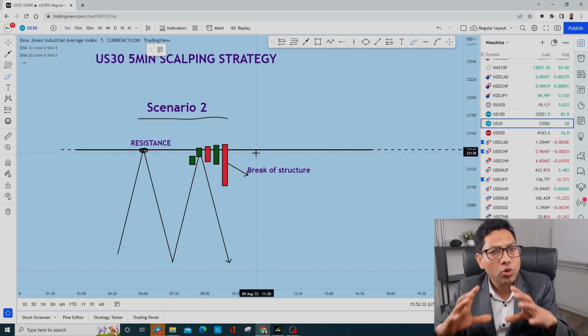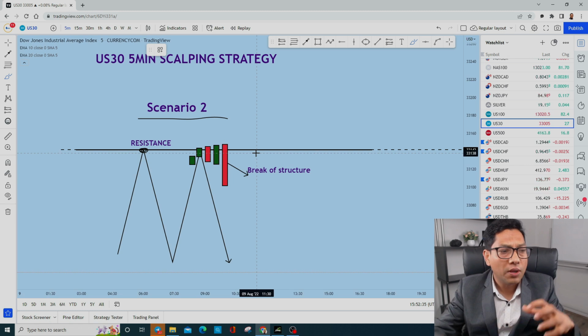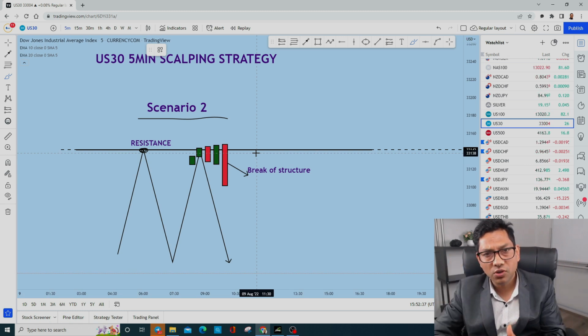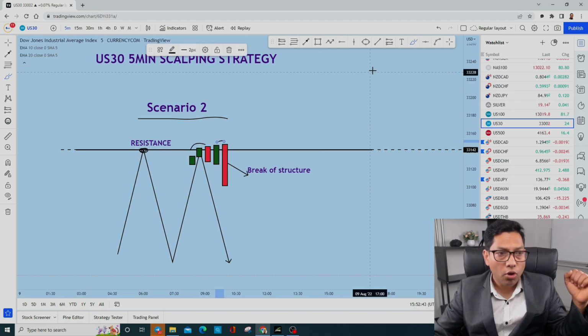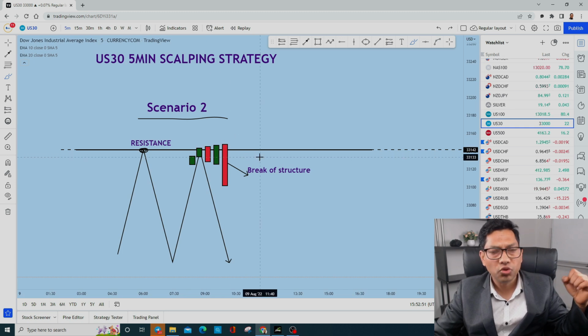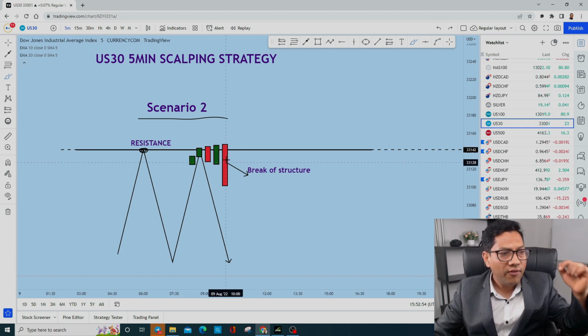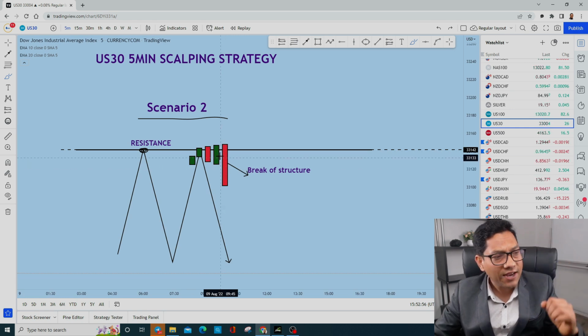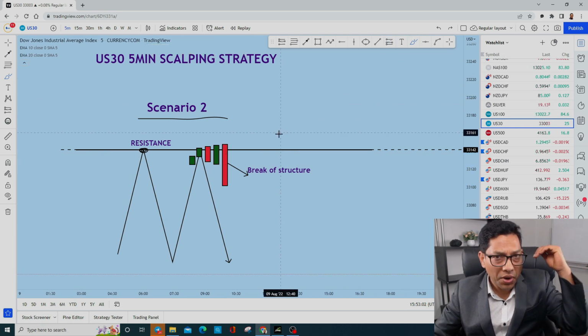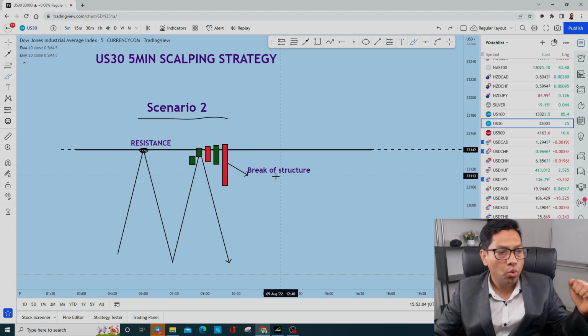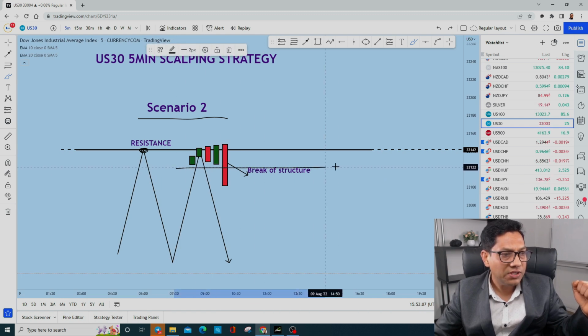In that case, what we will be doing is waiting for the price to create a structure. The structure could be a double top like this one, or a head and shoulders like this, or any kind of consolidation. So we will wait for that structure to be created and then break down from this structure. Once the price breaks down from this structure, then we will wait for a retest of this structure. So let's say this is the neckline of this structure.